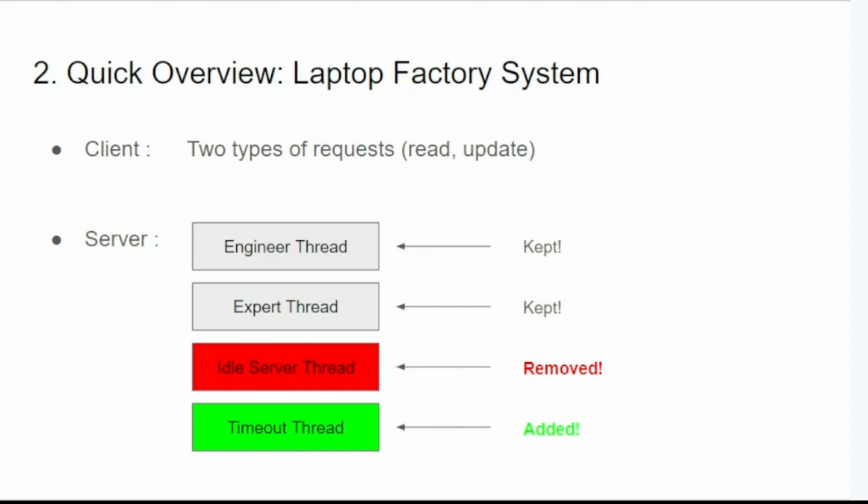For a quick overview of our assignment, client programs support two types of requests, read and update requests. And for the server, the original implementation included three threads: engineer thread, expert thread, and idle server thread. To simplify implementation, I removed the idle server thread in my Raft program. Additionally, I've added a timeout thread that allows multicasting specific RPC calls for every interval between 200 milliseconds to 300 milliseconds.